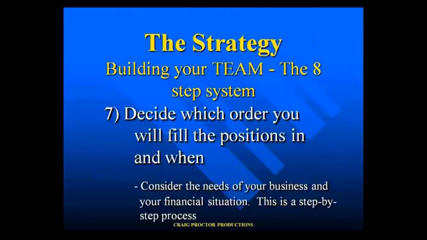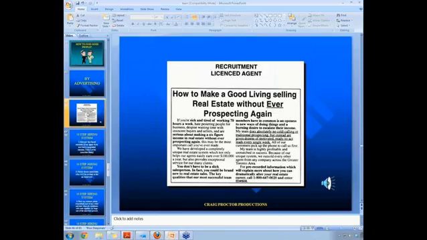Number 7, decide which order you're going to fill the positions in. Consider the needs of your business. I'm suggesting admin person first, then a buyer's agent, and then execute the plan. I like all these acronyms. We did this at the conference. How do you find good people? Well, you need to advertise for them. That's how you're going to find good people.